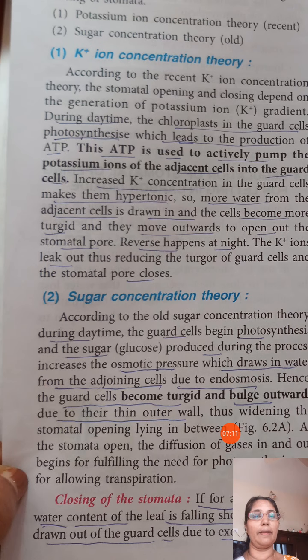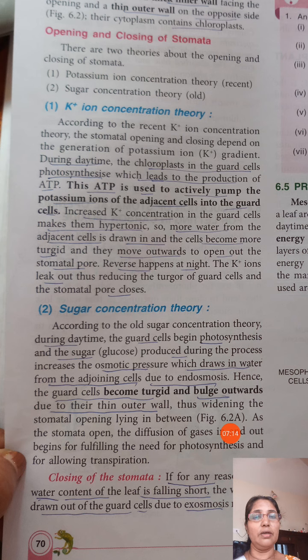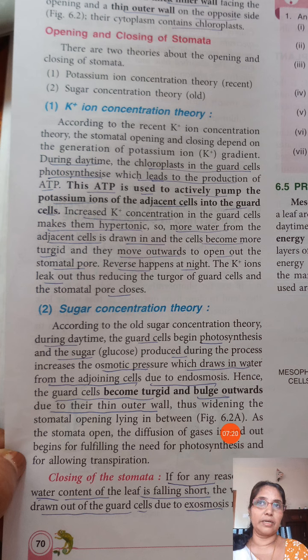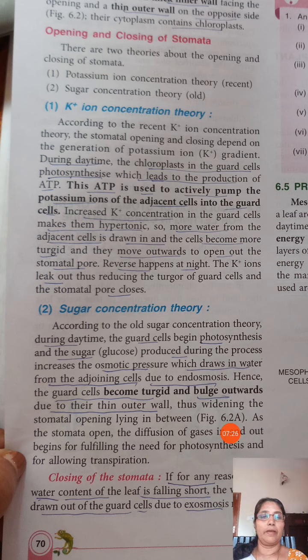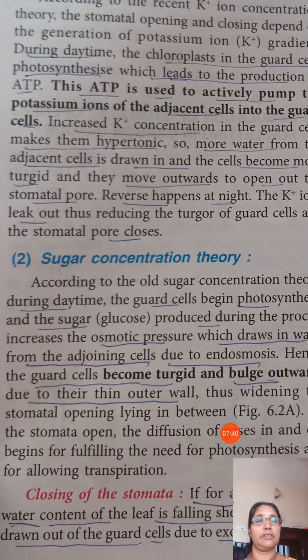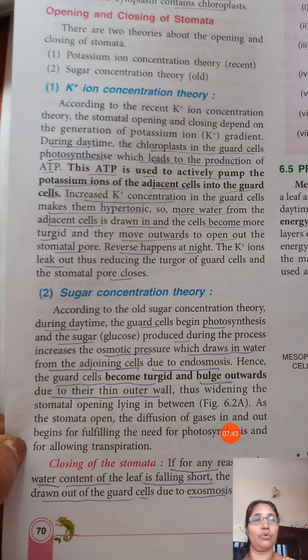Sugar concentration theory, the same thing. Here glucose is produced. The same thing happens, because the guard cell contains a lot of chloroplasts inside it, it can make glucose. When sunlight falls on it at the time of sunrise, it can make more glucose. Glucose is a soluble substance, so it can make a hypertonic solution in the same way as the potassium ions.